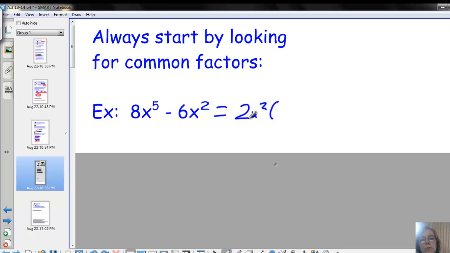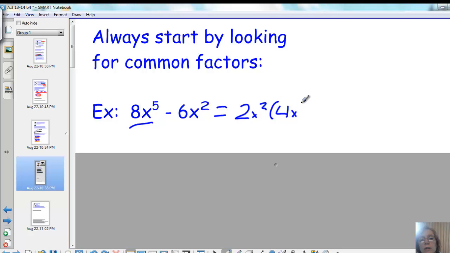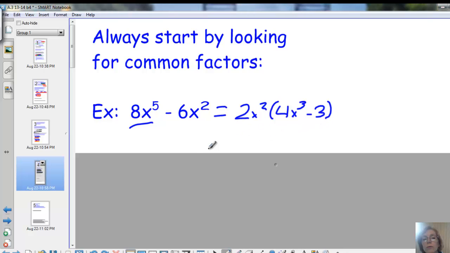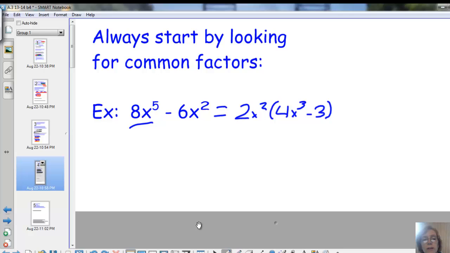So what's left? 2x squared times what gives us this 8x to the fifth? It would have to be 4x to the third. And 2x squared times what gives us negative 6x squared? That would be a minus 3. Just a minus 3. So that would be our final answer there. We had a common factor that we could factor out.